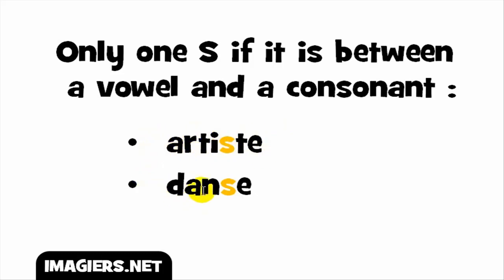Okay, and here, well, it's the opposite because you start with a consonant and then after that you've got a vowel. Okay, but still, it's the same way of pronouncing it. So it's s. Okay, and then you get the sound danse. All right, so artiste and then danse. Okay, so that's it for the sound s.